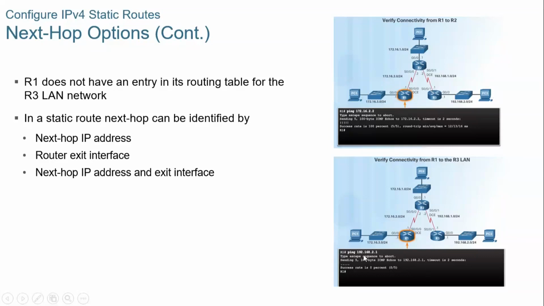But if we try to ping from R1 to say 192.168.2.1, which is this interface over here, it is not successful because it doesn't have any way to send it. It doesn't know a path to that network.